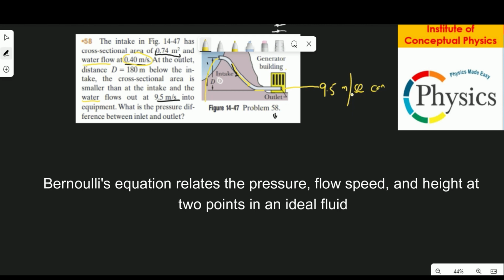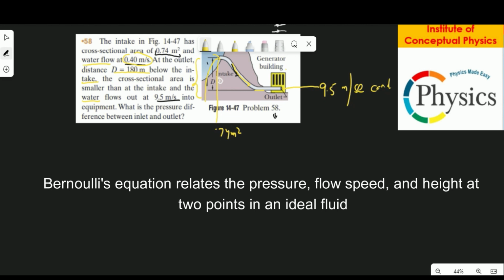The inlet is at a height of 180 meters below the intake. So this difference is 180 meters. This is your inlet, this is your outlet. The difference between the heights is 180 meters, right? All right, and the cross-sectional area has also been given. The cross-sectional area here is 0.74 meters squared. Let us see how we will use this.